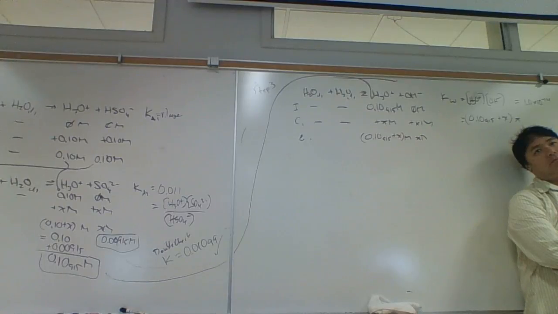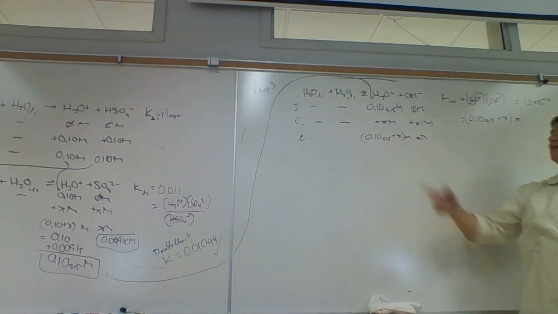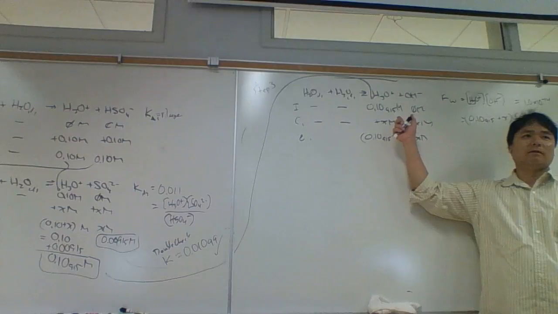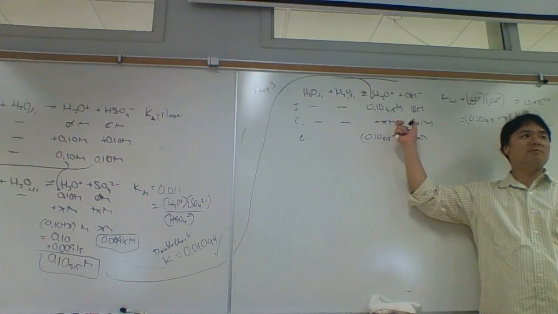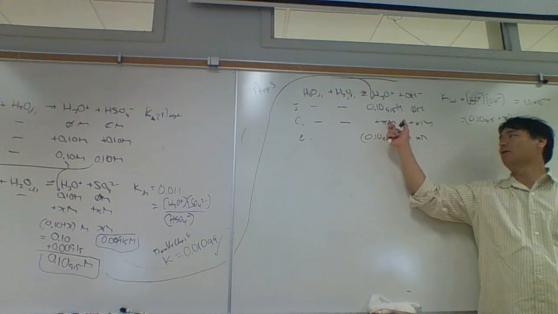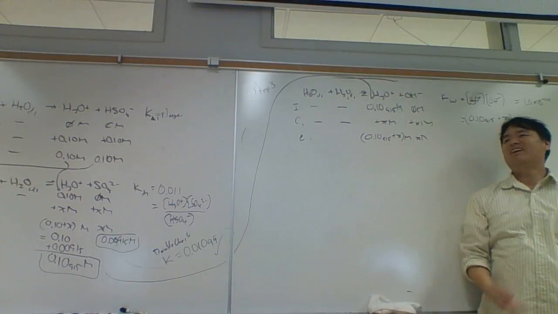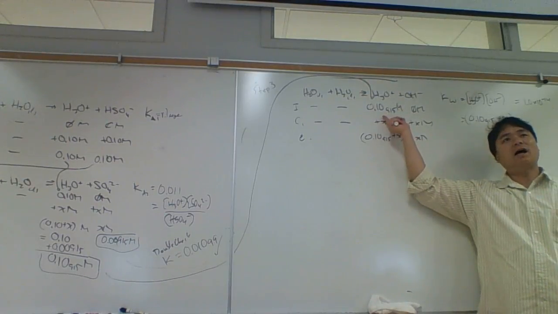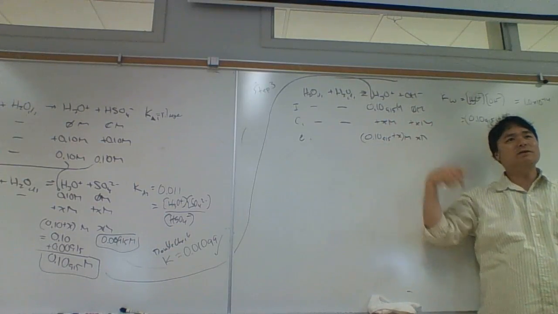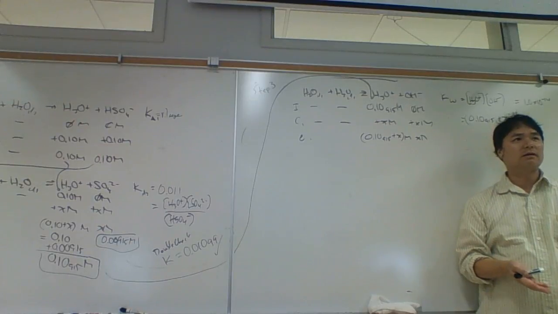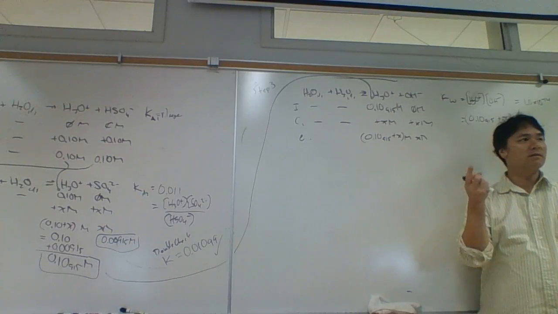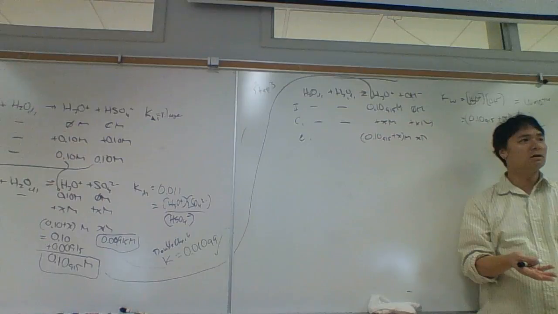Square root of 1 times 10 to the minus 14, which is 1 times 10 to the minus 7. So the most I'm going to get is 10 to the minus 7 molar. The absolute most I'll get from here is 10 to the minus 7 molar hydronium. But now, because of the common ion effect, I expect to get a lot less. Well, what's a lot less than 10 to the minus 7? Well, 10 to the minus 8, 10 to the minus 9, 10 to the minus 10 molar.